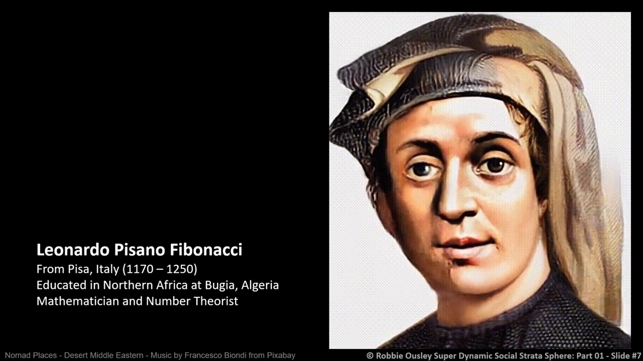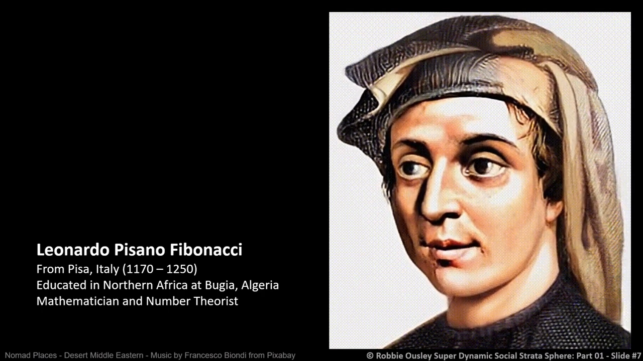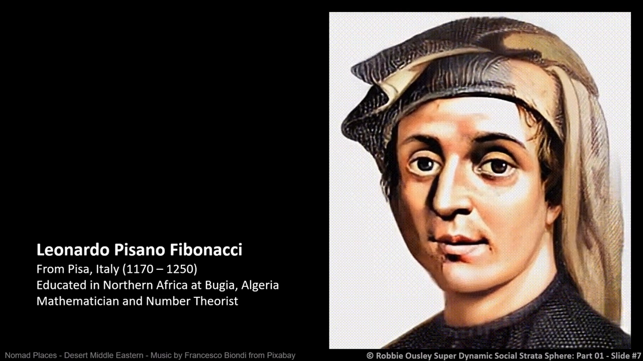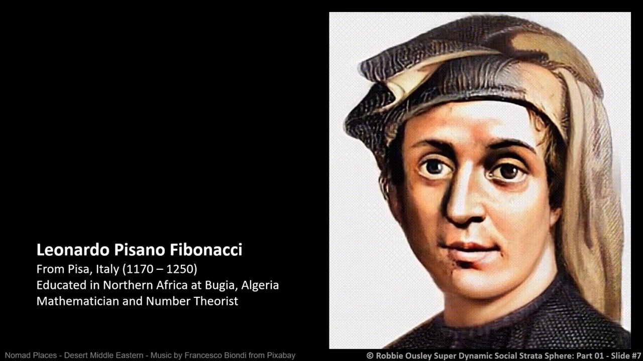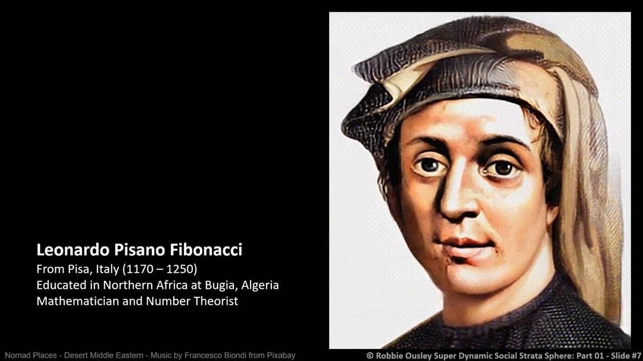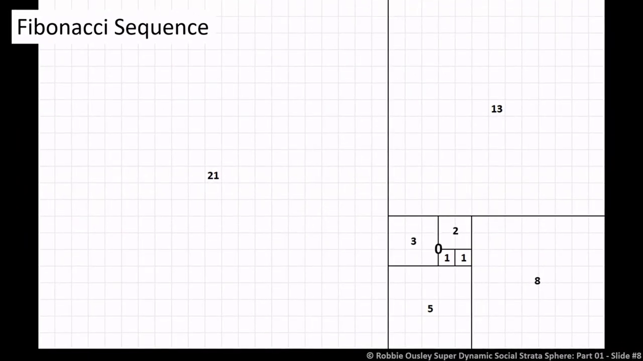Actually, it was what he learned from Hindu-Arabic mathematicians between 450 and 200 BCE. The sequence was included in literature in India. The earliest known mention of this sequence was used in ancient Hindu poetry and religious texts as far back as 1200 BC. The Fibonacci sequence is a series of numbers where each number is the sum of the two preceding numbers.